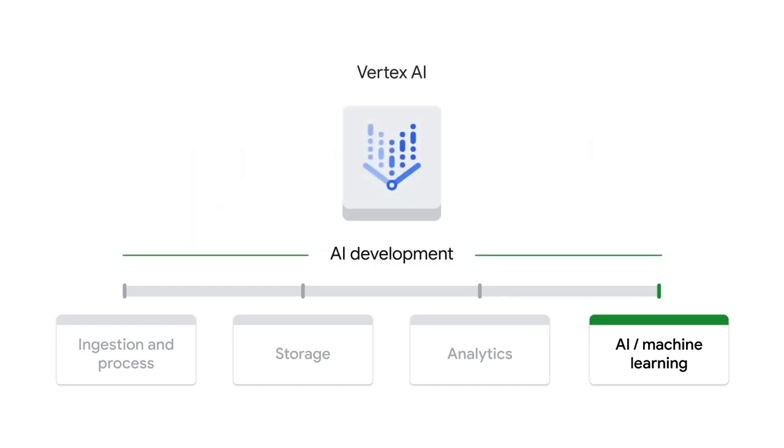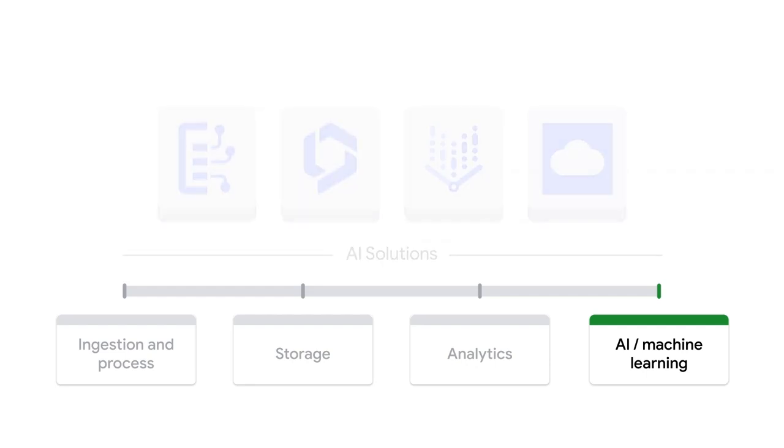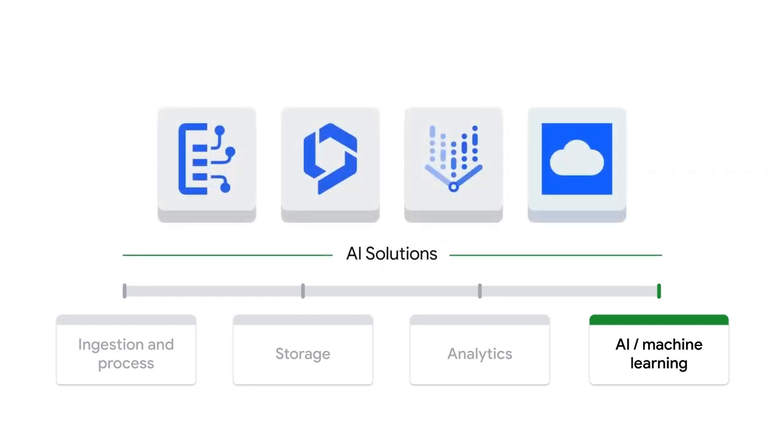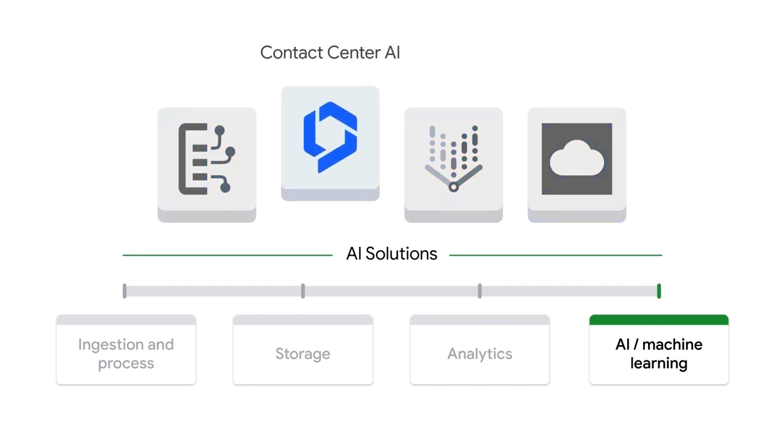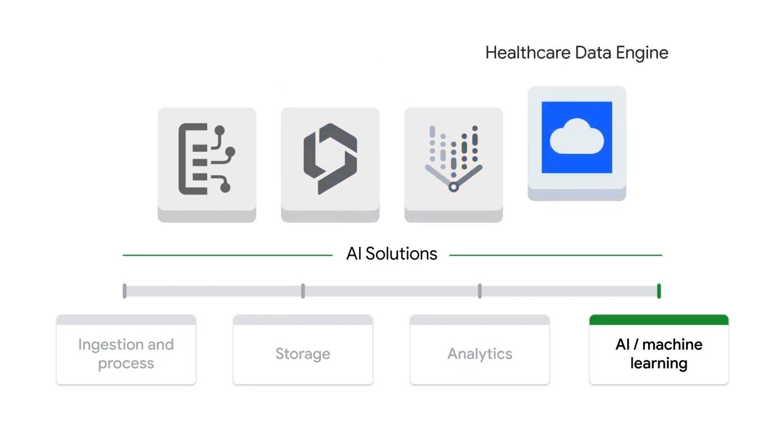The major product to support AI development is Vertex AI, which is a unified platform and includes multiple tools such as AutoML for predictive AI, Workbench and Colab Enterprise for coding, and Vertex AI Studio and Model Garden for generative AI. AI solutions are built on the ML development platform and include state-of-the-art technologies to meet both horizontal and vertical market needs. These include Document AI, Contact Center AI, Vertex AI Search for Retail, and Healthcare Data Engine.